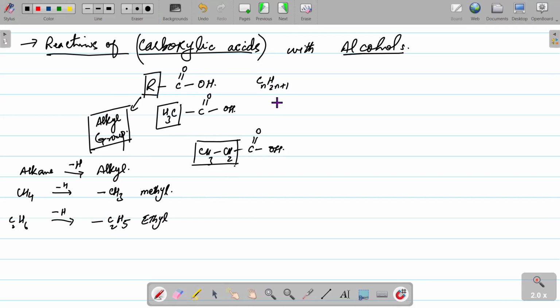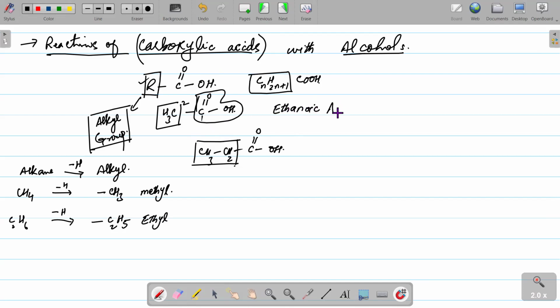So remember the general formula of these carboxylic acids, that is CnH2n plus 1 and COOH. Actually, this part of the general formula represents alkyl group. Clear? So here, when we name these carboxylic acids, we count all the carbon atoms. So 1 and 2, we always count this functional group carbon as well as the carbons of the alkyl group. So here we have two carbon atoms.